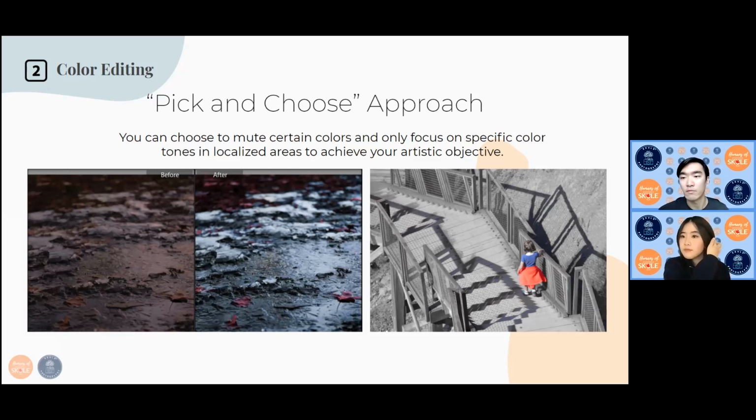And then on the right here, this is a picture of a little girl walking downstairs. I just wanted to make her stand out, so I muted all the other colors. I muted the yellow, the green, everything. And I only left the color of her skirt and her shirt in place, and this is the kind of result that you can achieve with this pick and choose approach. You can do that in Lightroom, and we can maybe demonstrate a little bit about how you can do that later on.